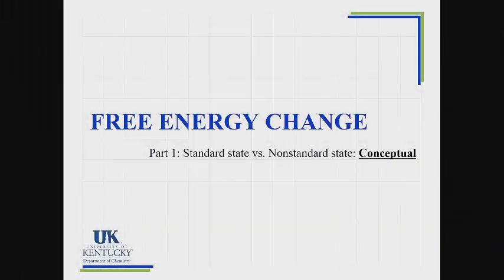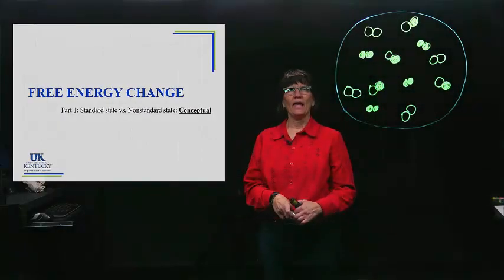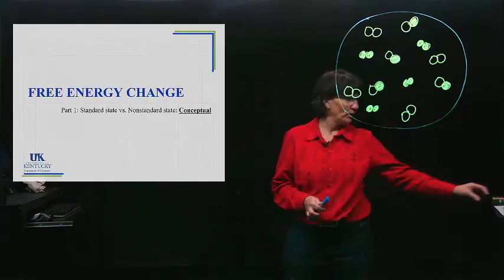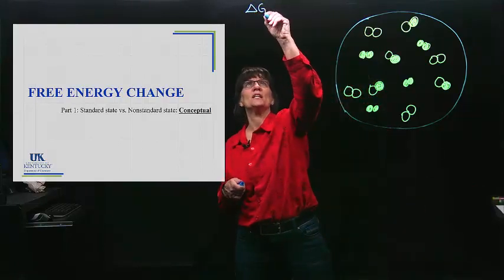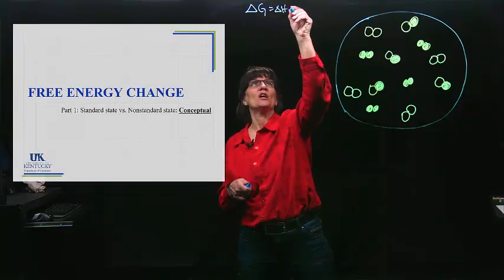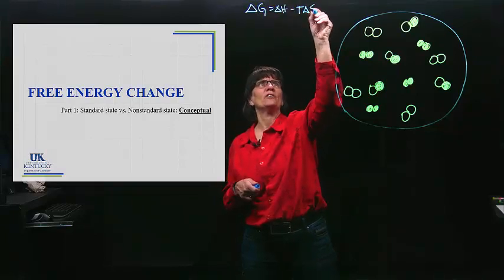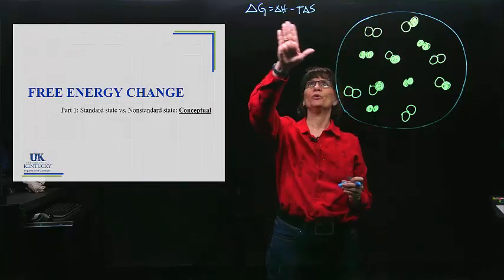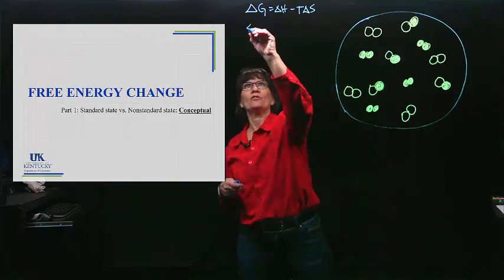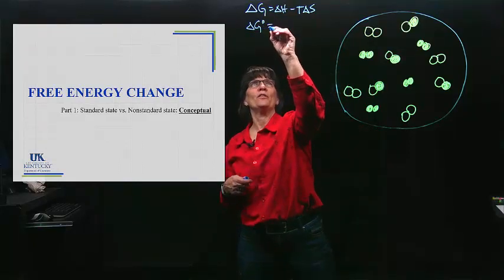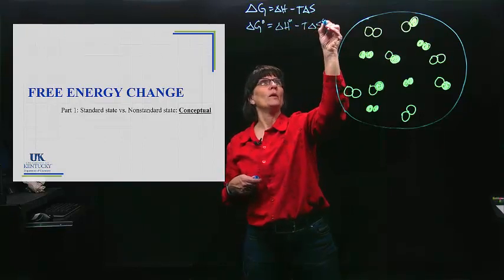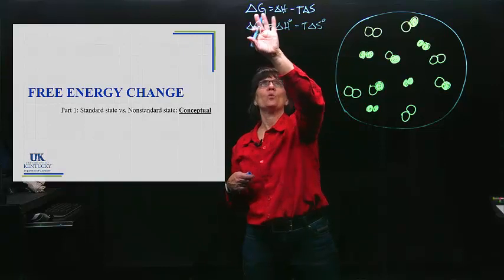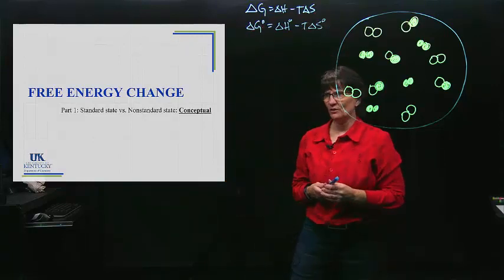Now, we're going to keep on examining Gibbs free energy. And I had told you a while back that if you took this equation, delta G equals delta H minus T delta S, that this equation would be true without the circles and with the circles, either one. One being in standard state conditions and one not being in standard state conditions.